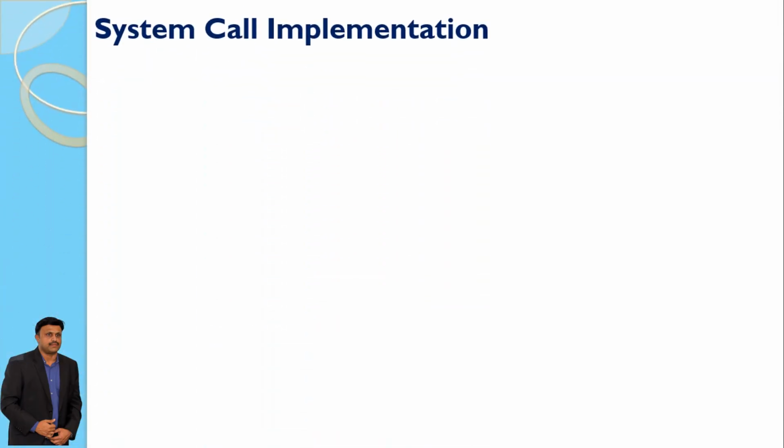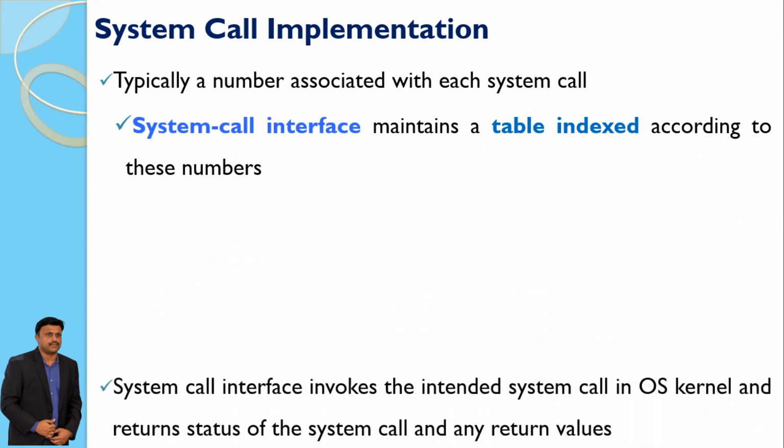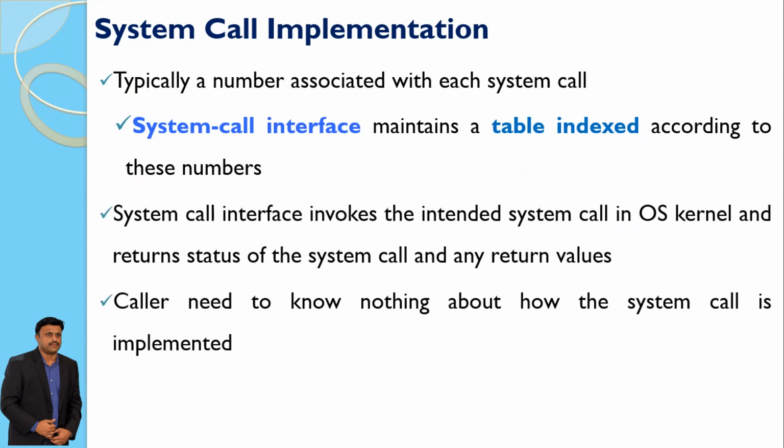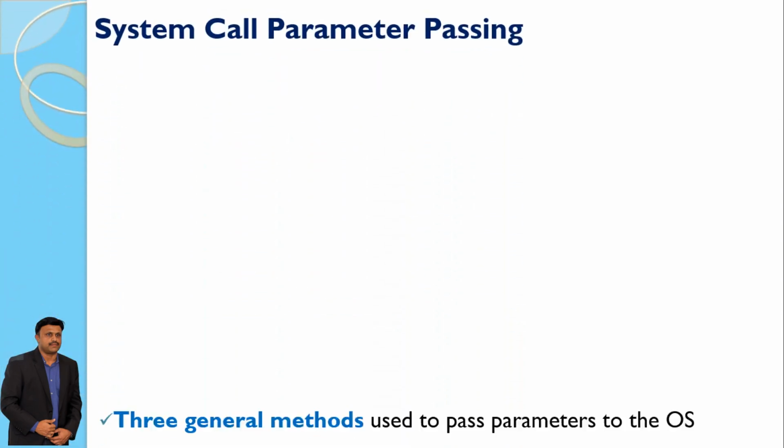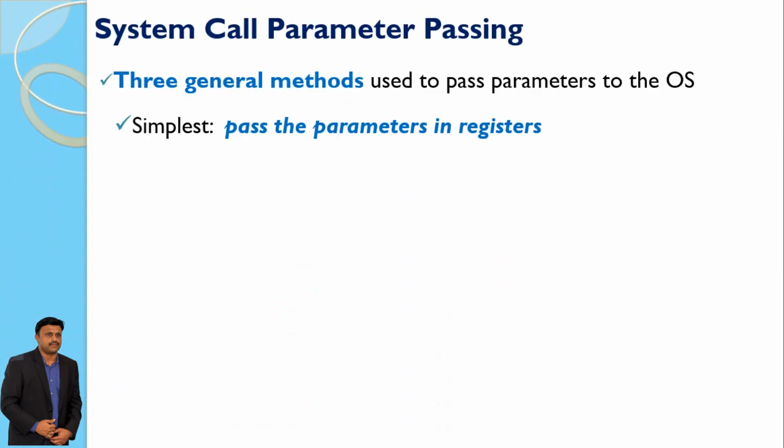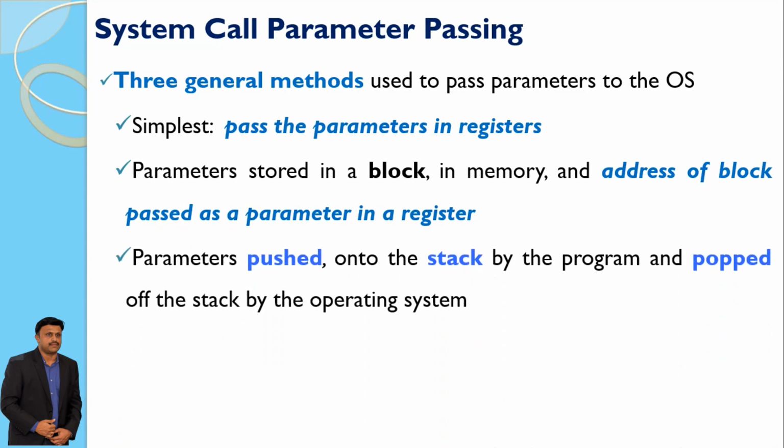Each system call is associated with a unique number. The system call interface maintains a table indexed by these numbers, invoking the appropriate system call in the OS kernel. Parameters for system calls can be passed in various ways, including through registers, memory blocks, or the stack. This ensures that the operating system receives the necessary information to execute the call.